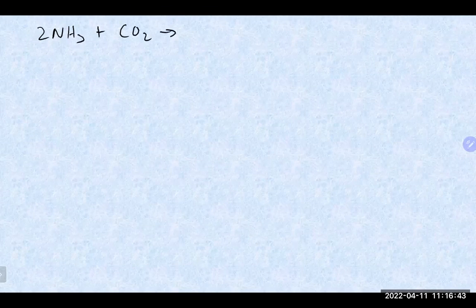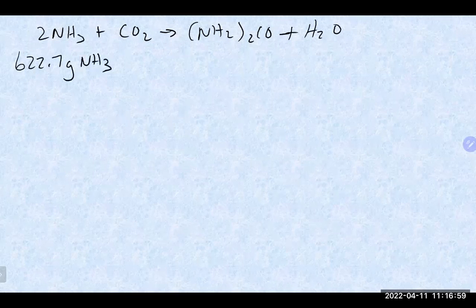So we'll start with our same 4 steps here. We have our balanced equation, so let me rewrite it here. 2 of these guys plus a little CO2. Okay, and they do give us 622.7 grams of NH3. They also give us, looks like, 1241 grams of CO2.